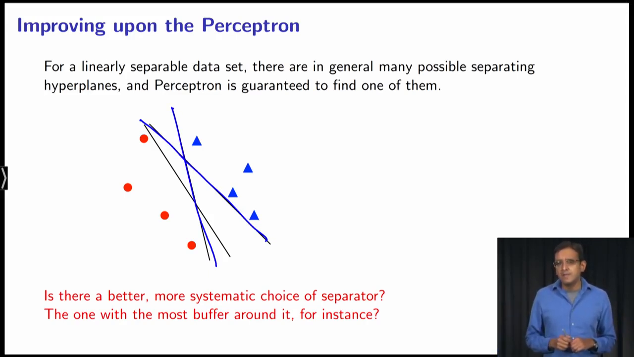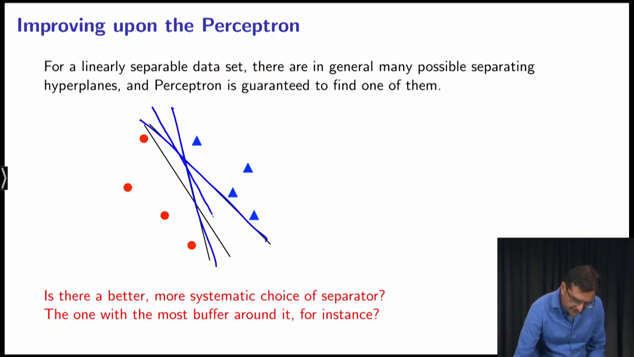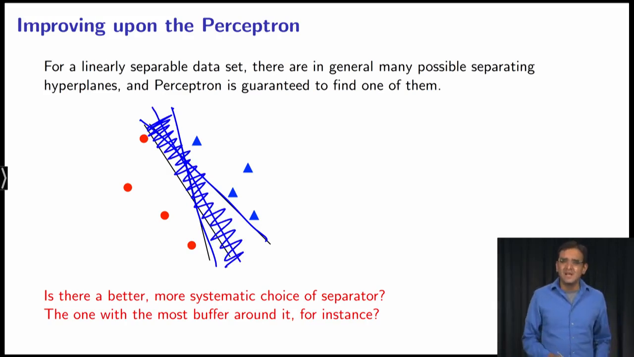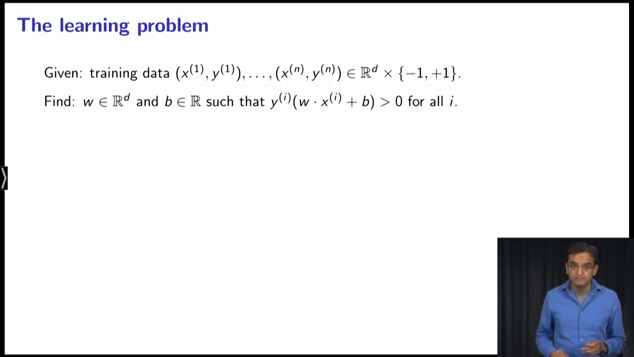But what if we want the linear classifier that is the most central? Maybe something like this. The classifier that has the most buffer around it, for example. How would we even formulate that? What does that mean? So let's take a closer look.